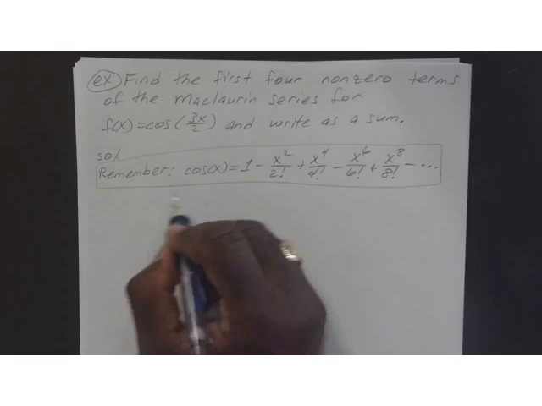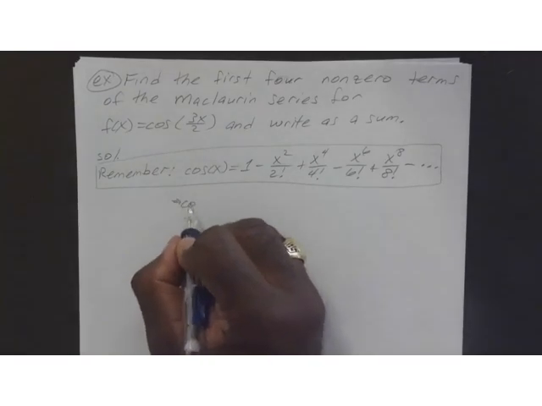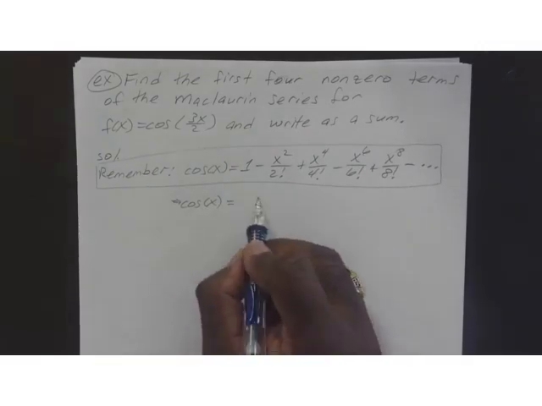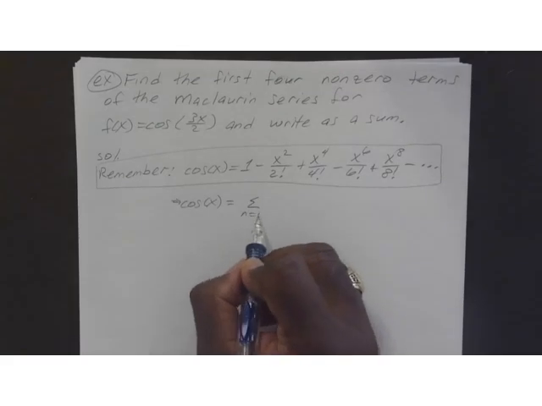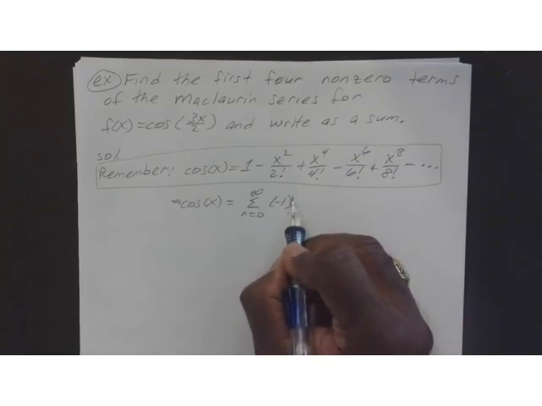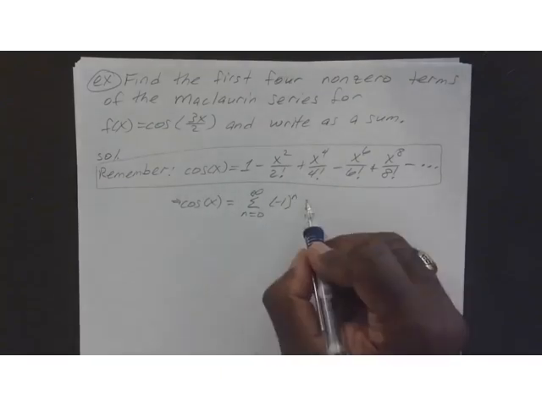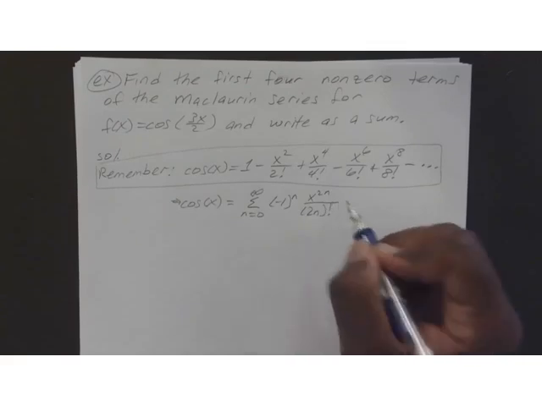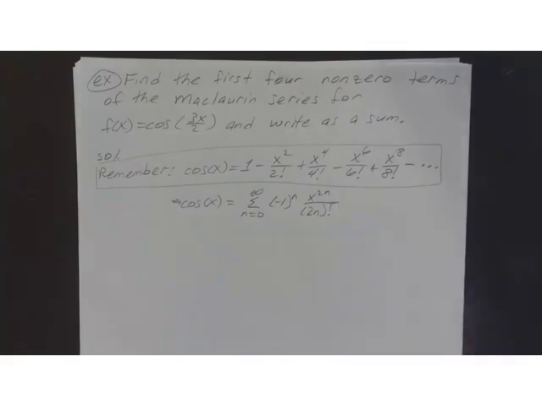Okay, so we could actually get our cosine of x and write it as an alternating series. That's just equal to the sum from n equals 0 to infinity of -1 to the nth power times x to the power of 2n divided by 2n factorial. So that's just the series version of our cosine of x.